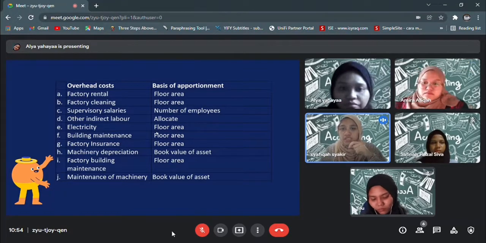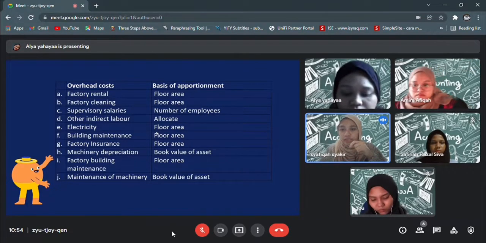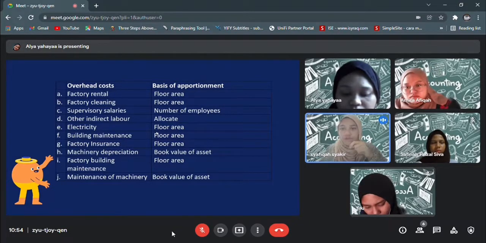So, it is the allotment of whole item of cost to a cost center or cost unit, or it refers to the charging of expenses which can be identified wholly with a particular department. Next, electricity. The basis is floor area because it includes building electricity expenses. Next, I will pass to Safina to continue this discussion.